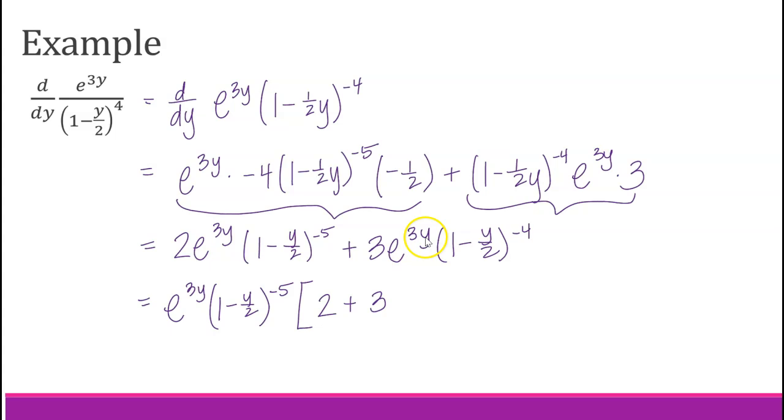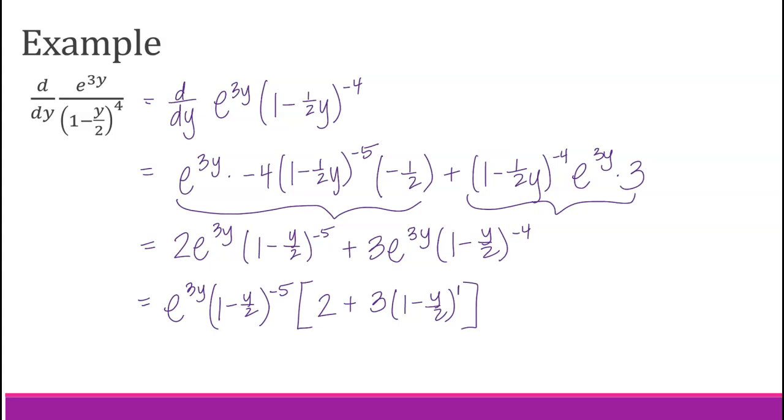I took out e to the 3y, and from 1 minus y over 2 to the negative 4th, I'm taking out, right, it's minus negative 5. When we take it out, we're subtracting that exponent. So minus minus becomes a plus. So what's going to happen here is I'm just going to have 1 minus y over 2. I'm going to erase that and leave it as just a 4 up there. Negative 4. So this is just to the first power because it was negative 4 minus negative 5. Negative 4 plus 5 is 1.